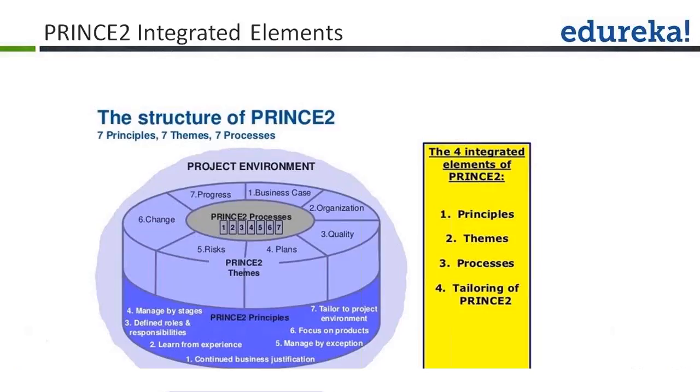The Prince2 methodology is based on the following key elements: 7 key principles supported by 7 themes, delivered by 7 processes, and tailoring Prince2 to the project environment. These 4 elements are termed as Prince2 integrated elements and are described in the slide as you're seeing. Now let's go through each of these integrated elements one by one. First, we will be going through the 7 principles. Once we are done with the principles, we'll go through the 7 themes, followed by the 7 processes.